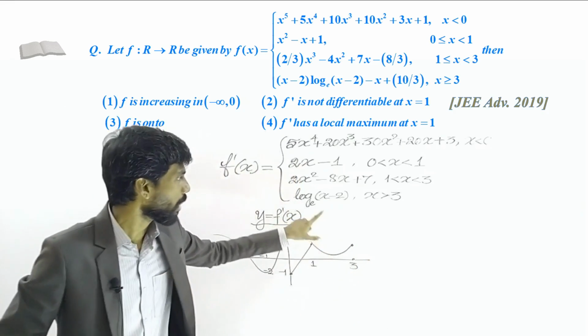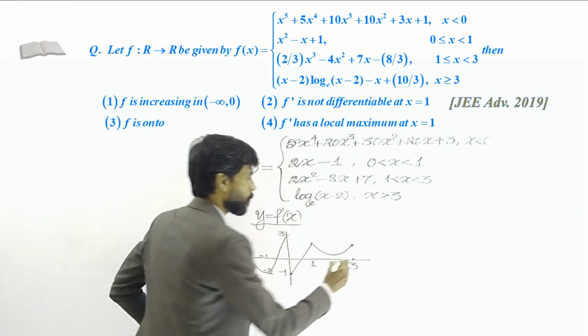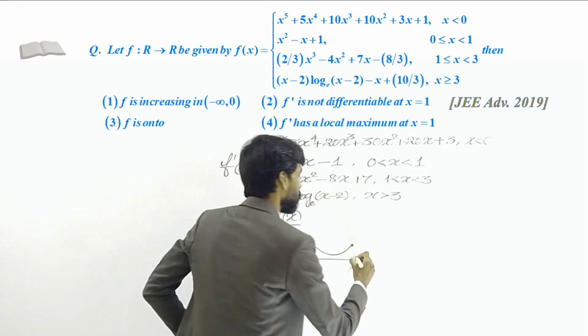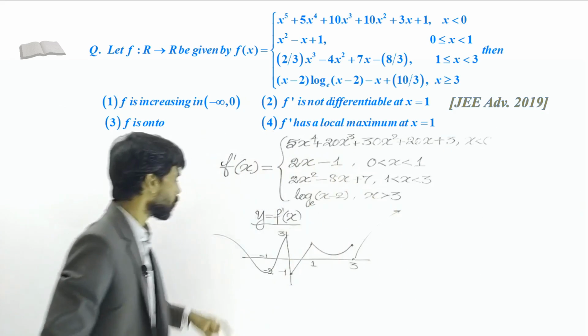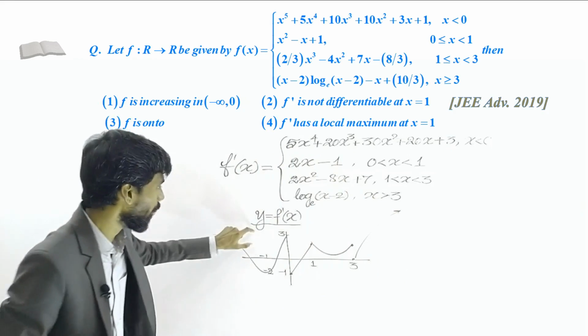Done. Now log(x minus 2), at 3, what is the value? Log 1 is 0. Here. And it is an increasing function, right? So for x greater than 1 in the argument, log is positive. So it is an increasing function, something like this. So it goes to infinity. Okay, so here it is like this. Now we have drawn the graph of f dash of x, not f of x. So y equal to f dash of x.